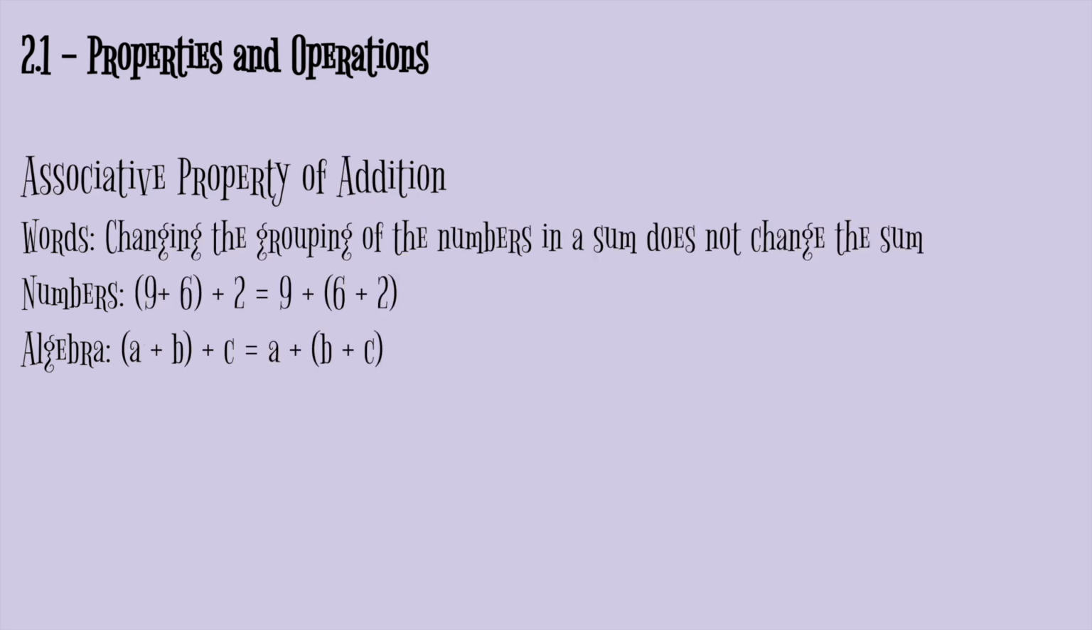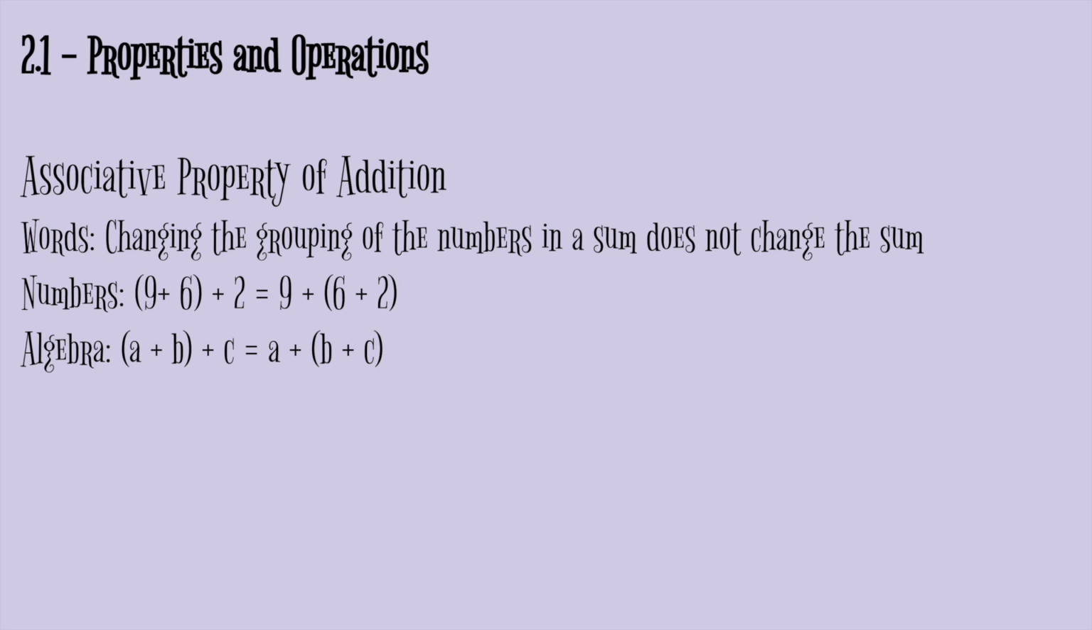Third, the associative property of addition states changing the grouping of the numbers in the sum does not change the sum itself. Numerically, it can be (9 plus 6) plus 2 is equal to 9 plus (6 plus 2). Algebraically, it is (A plus B) plus C is equal to A plus (B plus C).